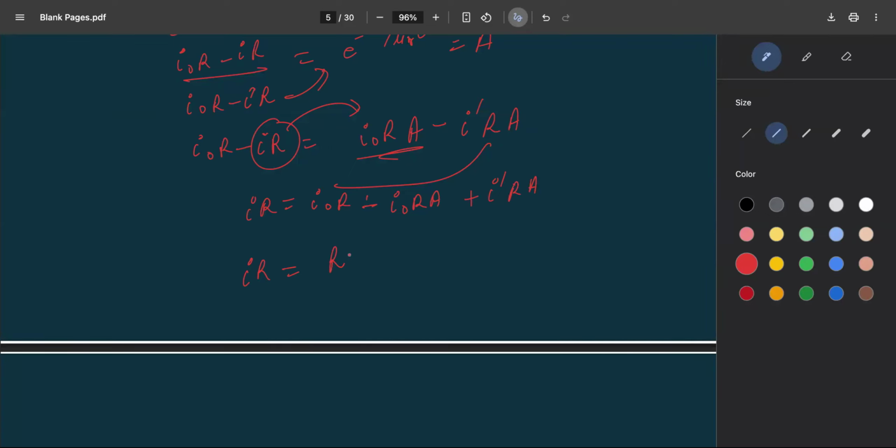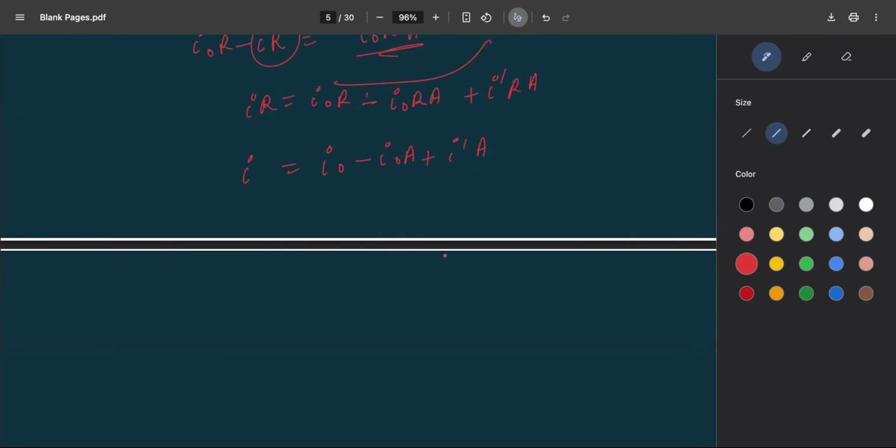Do one thing, take R common out of it. So R gets cancelled. Actually, you can remove R from the whole equation. You will be left with I naught minus I naught times A plus I dash. Okay, so here I can have a clean picture out of it. What is that? I naught times (1 minus A) plus I dash.